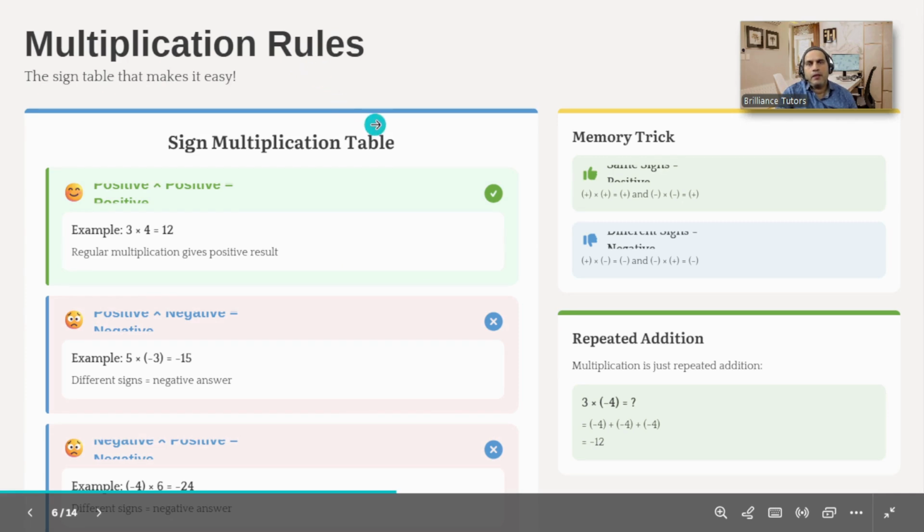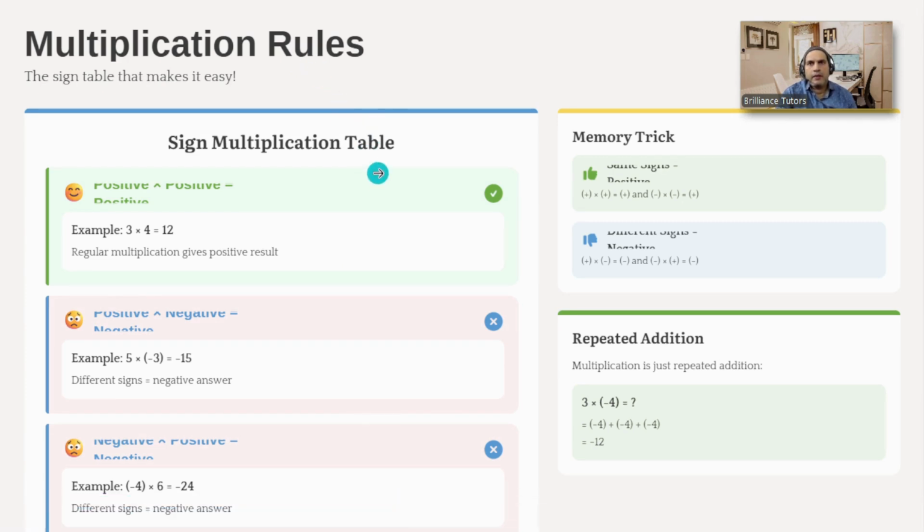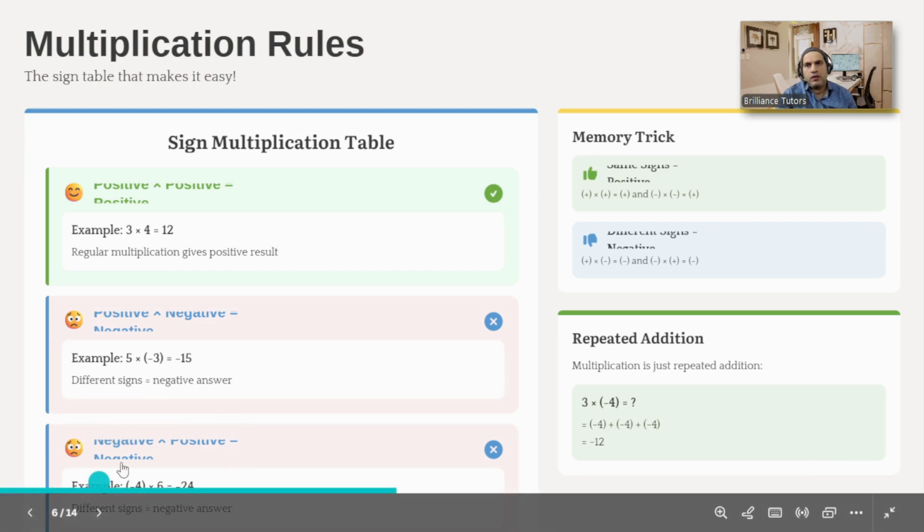Then we have multiplication rules here, like multiplication tables. 3 into 4 is 12. Regular multiplication gives positive results. When you multiply a positive and a negative number, we always get a negative answer. So different signs equal a negative answer. If both signs are different, then we will get the negative answer. Negative and positive also gives the negative sign.